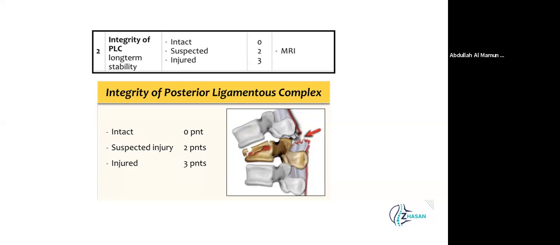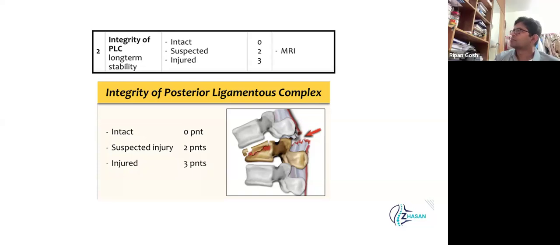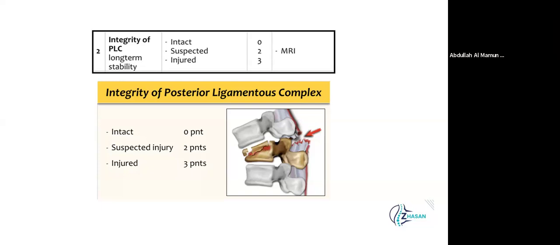Now, when do you suspect injury and when can you see it is really injured? It is especially seen in MRI. And what is the surest sign of PLC injury, if anyone asks? It is during the surgery. When you see the PLC is disrupted, only then can you be sure of that.